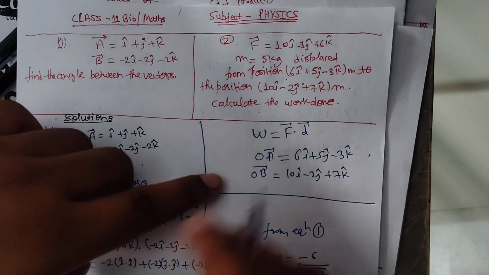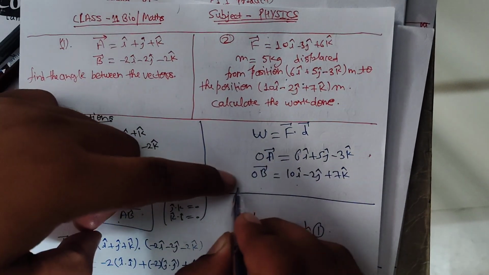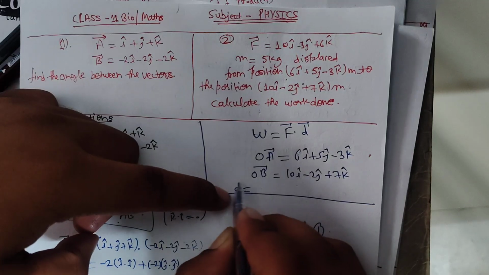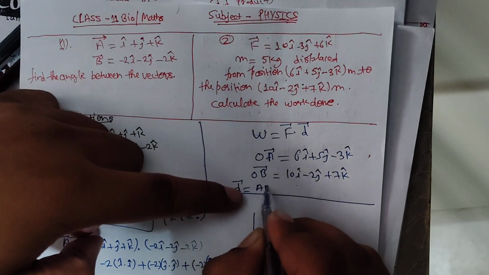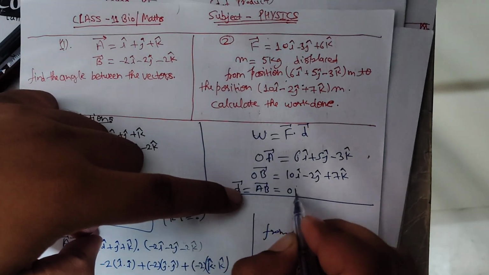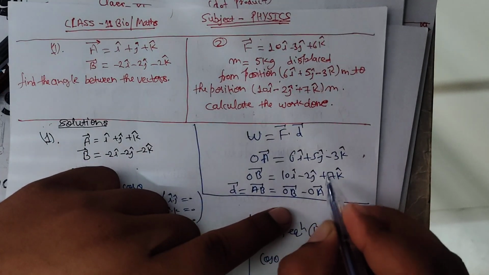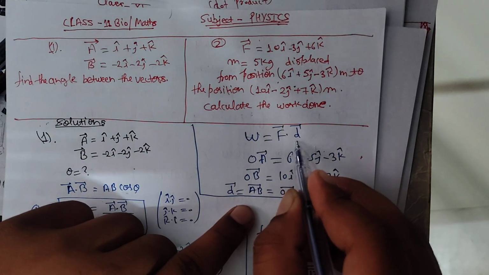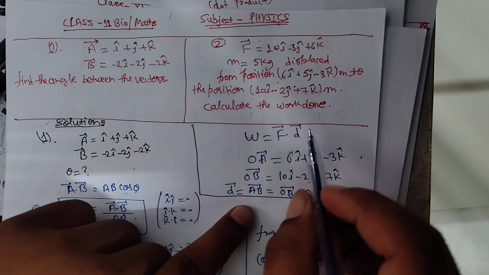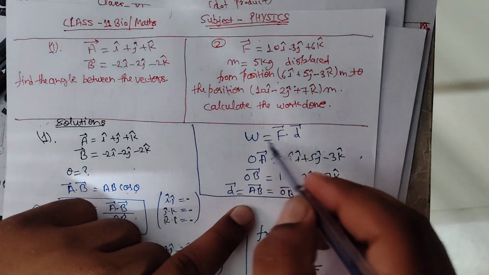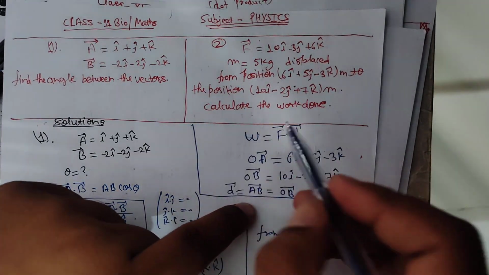So to get the value of D, vector D will be the AB vector, which is written as OB vector minus OA vector. You just have to subtract it, then put this value in this equation and put the value of F in this equation. You will easily be able to calculate the value of W.